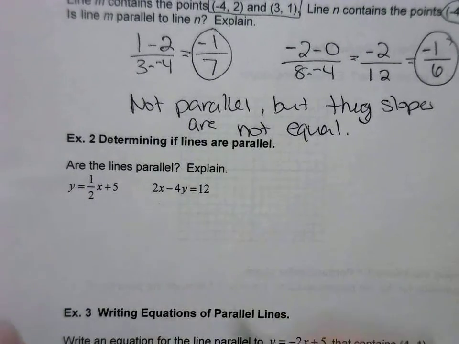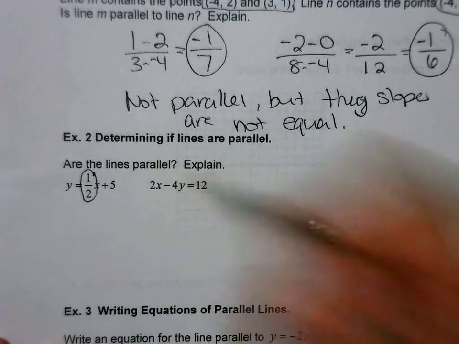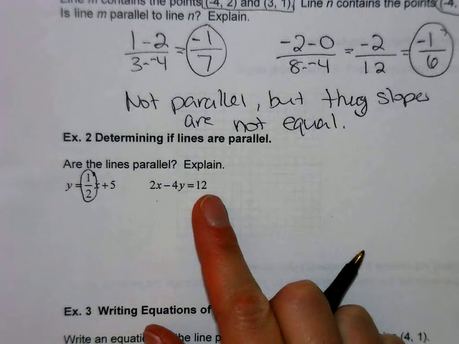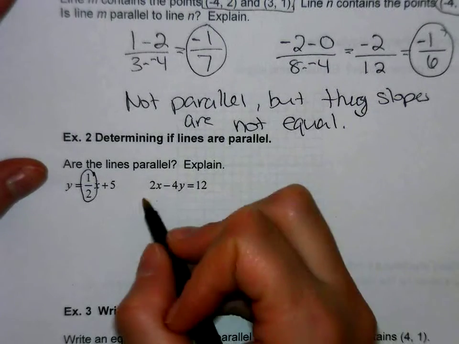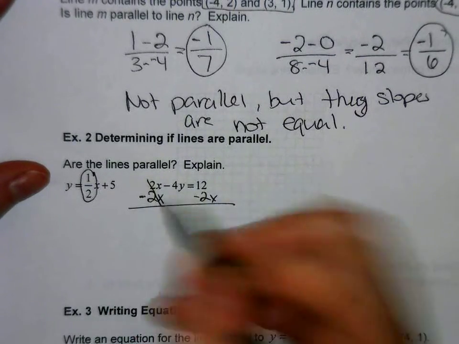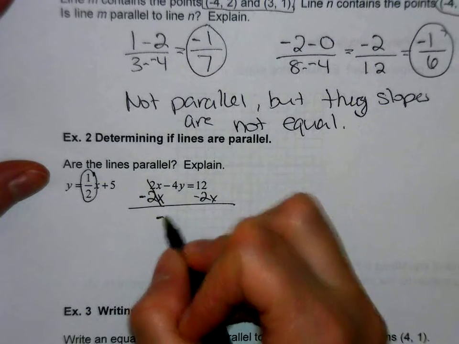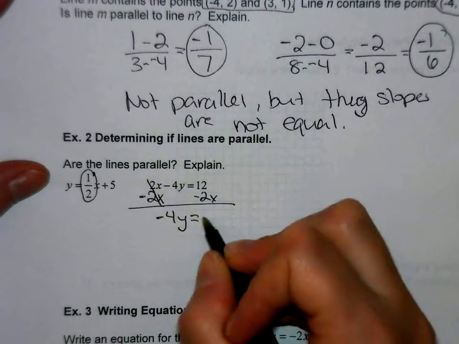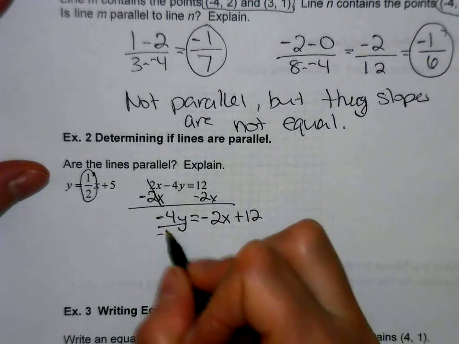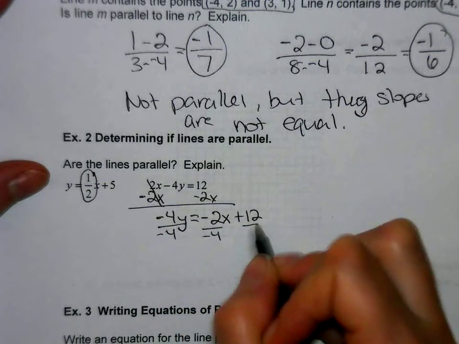We need to determine if these two lines are parallel. First line, here's our slope, it's a half. Second one, we have to put into slope-intercept form so we can find our slope. So first we subtract 2x from both sides. 2x minus 2x is 0. We get -4y equals -2x plus 12. Last step, divide everything by -4.